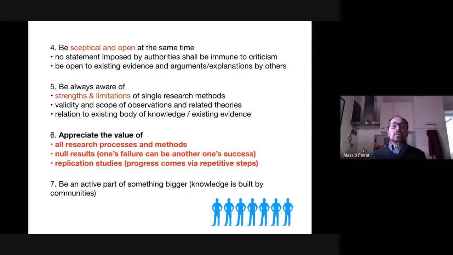Okay. Finally, appreciate the value of all research processes and methods. You've seen a very large variety. Also new results: if some theory that is developed doesn't work, and you happen to review a paper or read about an experiment that failed, don't criticize that much, because knowing that something doesn't work is knowing. Okay. And appreciate replication studies. If someone did the same thing as another one, this still has value, because progress and knowledge come through repetition.